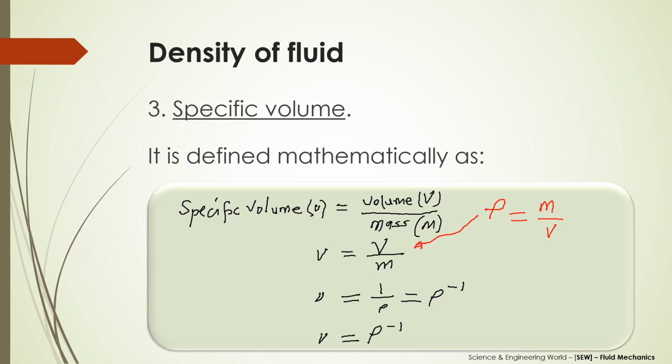We know the unit of the density to be kilogram per meter cube. So the unit of specific volume will now be meter cube per kilogram. And so this is kilogram. And this is the specific volume, with this as a unit. So let's call this expression 3.